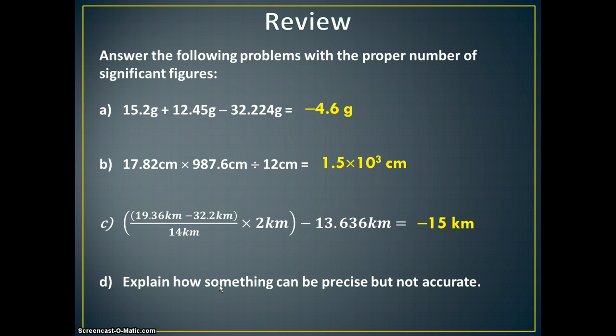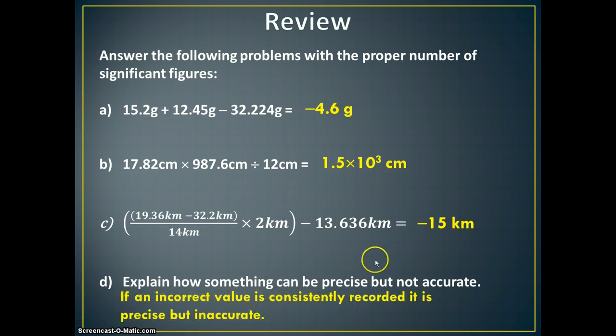Same thing with darts. If you throw for the bullseye every time and hit the bottom edge of the dartboard in the same spot, you're consistently off, so you can be precise without being accurate. And that is lesson number 1 in a nutshell.